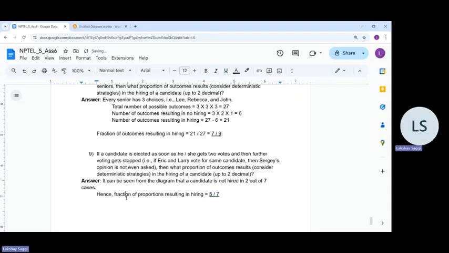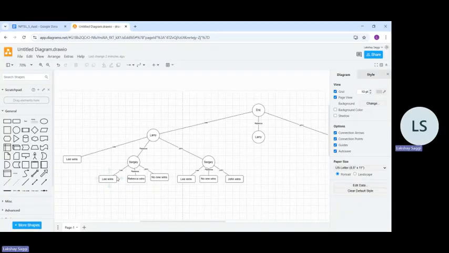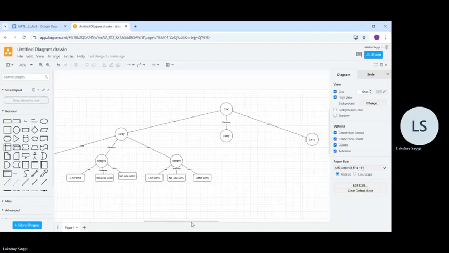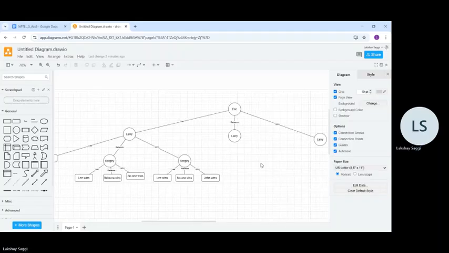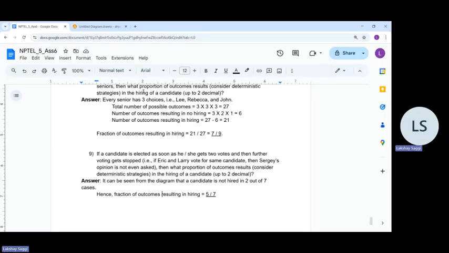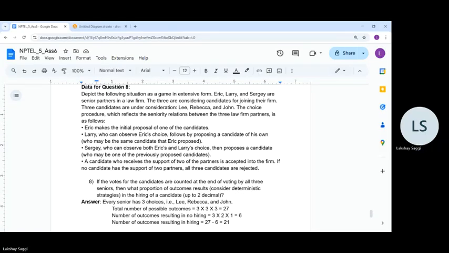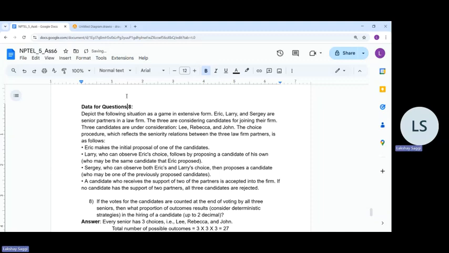So actually this will be the answer, that the fraction of outcomes resulting in hiring will be nothing but 5/7, as can be seen here that there are 7 possible outcomes and 2 of these result in no one winning. Other than that, in all of them at least one is getting hired. And this similar kind of graph will carry over here also when Larry makes other choices. Okay, so I guess this makes sense. I'll also paste this graph into this document while uploading this document. This is question 8 and 9.